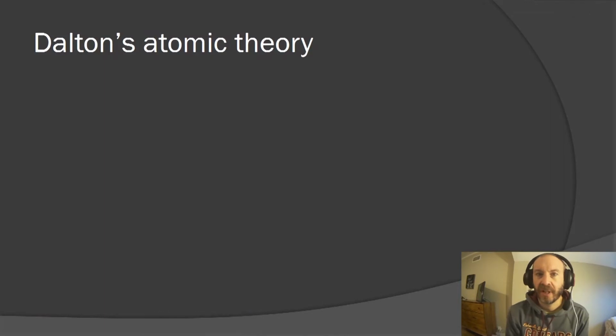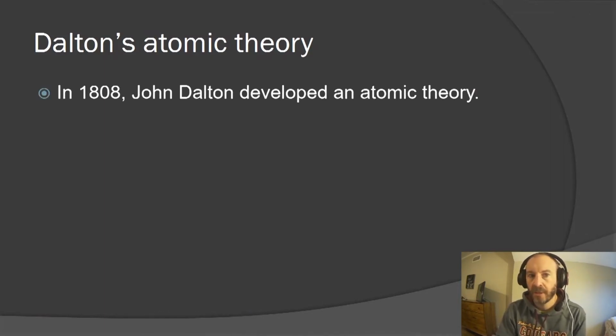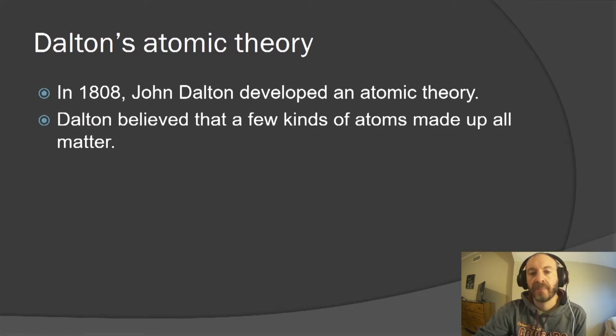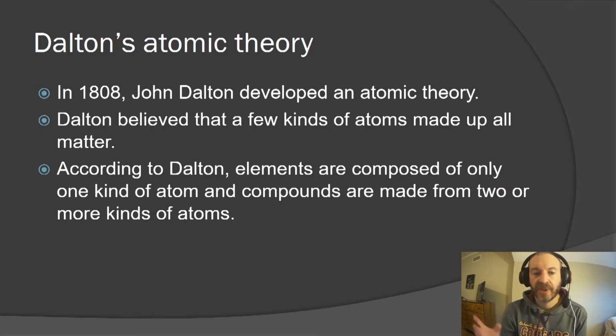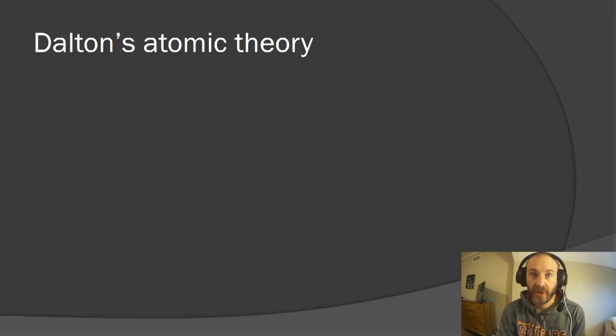A little bit about the history of the periodic table, so you don't need to write these things down. Modern chemistry is relatively young, just over 200 years old. It sort of was started by John Dalton. He developed an atomic theory in the early 19th century, and he believed that a few kinds of atoms made up all kinds of matter. He thought that elements were one kind of atom, and compounds were made up of two or more different kinds of atoms. And he proposed this atomic theory.